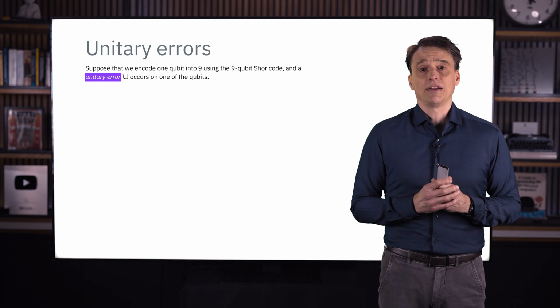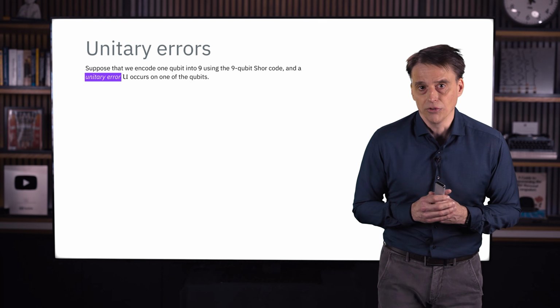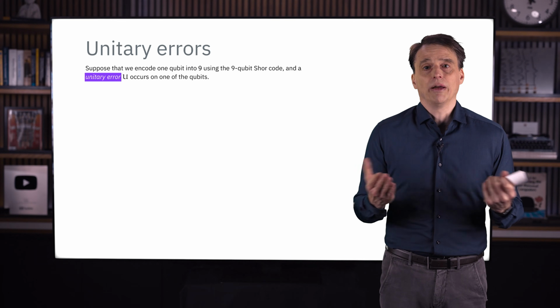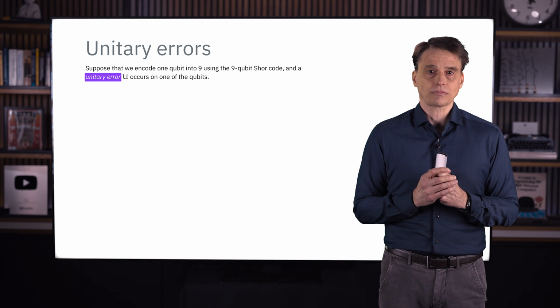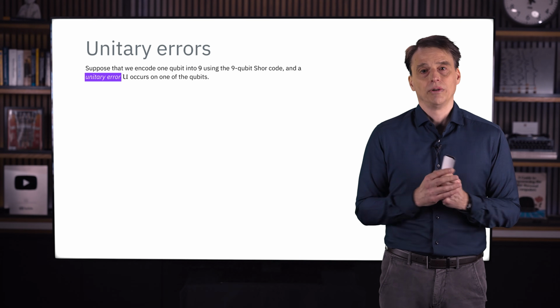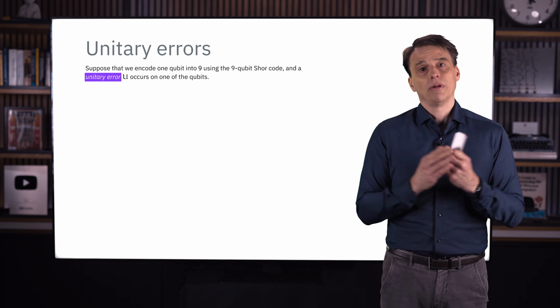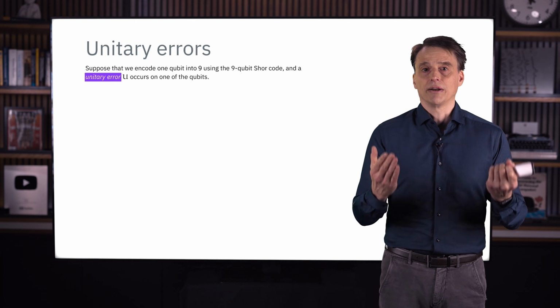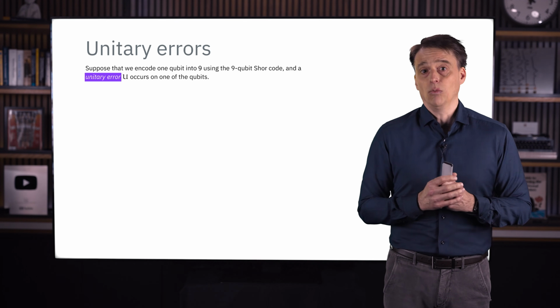It might seem like correcting for such errors is difficult. There are infinitely many possible errors like this, and it's inconceivable that we could somehow identify exactly what error it is and then undo it. But we don't actually need to do anything different from what we've already discussed. As long as we can correct for a bit flip, a phase flip, or both, then we will in fact succeed in correcting for an arbitrary single qubit unitary error, and I'll now explain why that is.